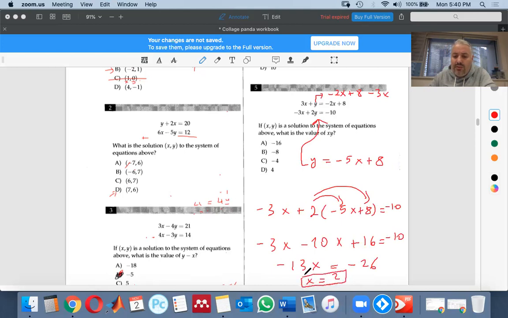When x is positive 2, put it here. It means negative 5 times 2, negative 10 plus 8. So it will be negative 2. Y is negative 2. So x is 2, y is negative 2. So x times y is negative 4. Part C. Now it's okay now. Yeah, it's okay.